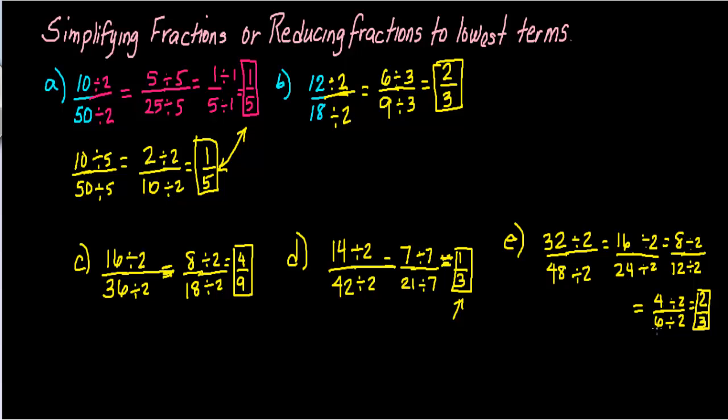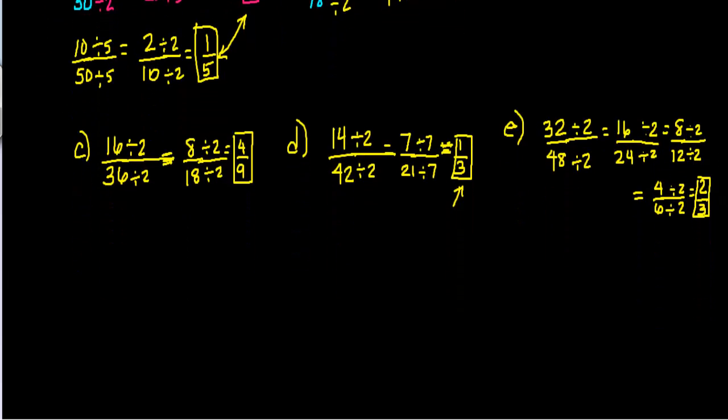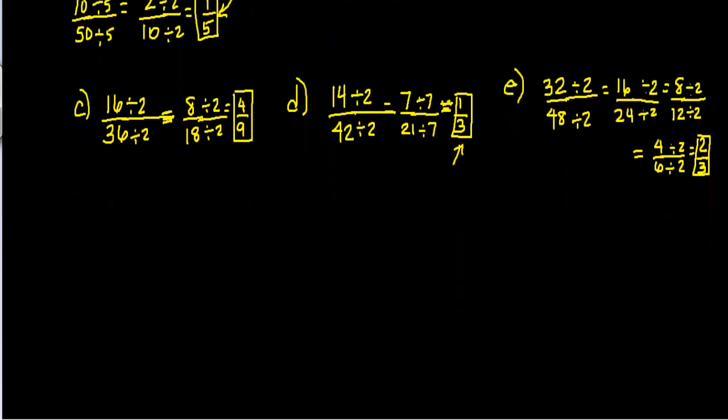Now 4 and 6 are also even numbers, so they're both divisible by 2, and I get 2 over 3. So this is the bad thing about just choosing any factor besides the greatest common factor, that you might have to keep reducing until you can't reduce anymore. Okay? Now, if you would have made lists, then this is what you should have gotten.